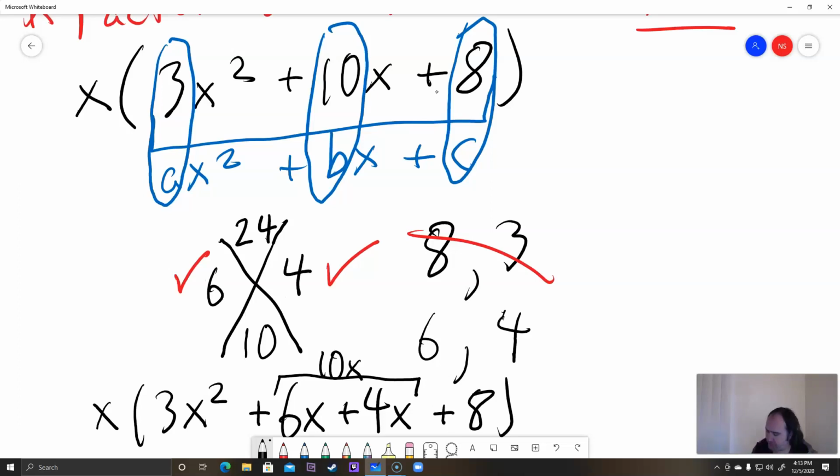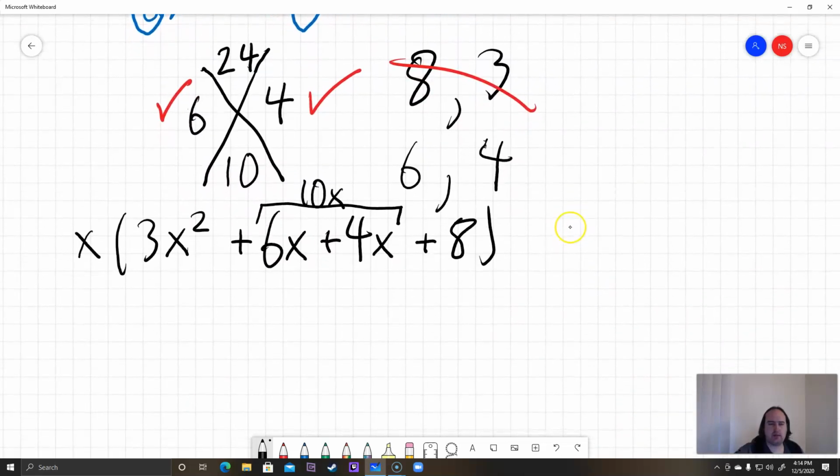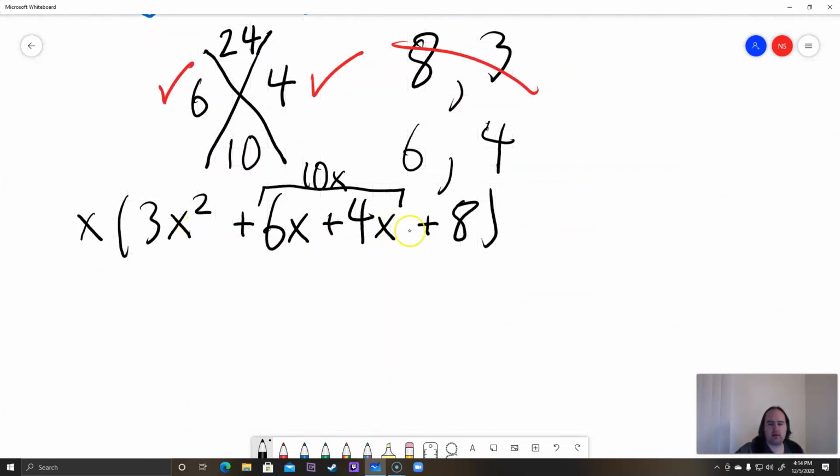Okay? So the whole x method process, the whole reason we do all that is so that we get the winning numbers here, and then so that we can split up the bx, which here is 10x, in terms of those two numbers. And then here we can go ahead and factor by grouping. So we're going to group together the first two terms and the last two terms. And we still have an x out front.